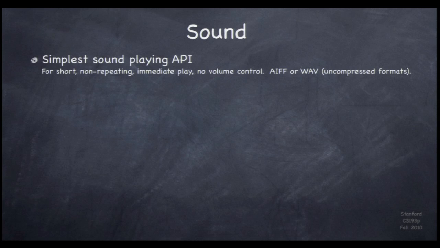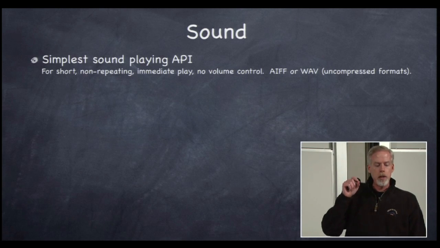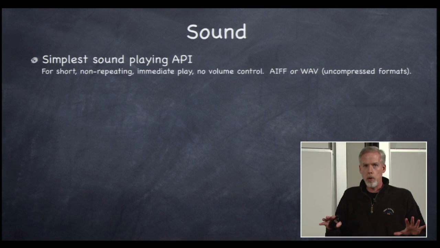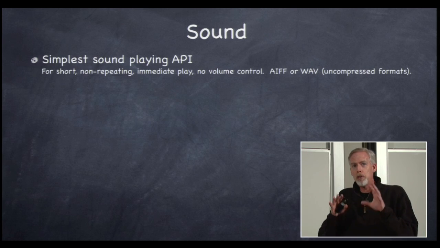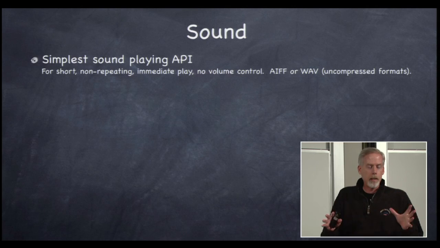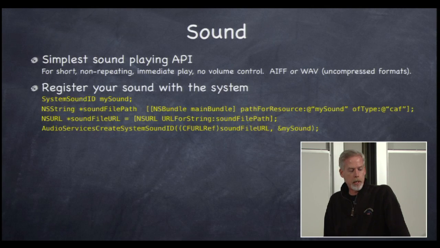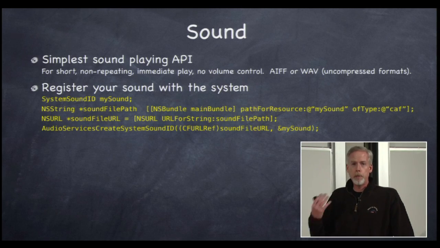All right, so back to this simple sound playing API, the C API. This is for short, non-repeating, playing immediately, no volume control, uncompressed file formats. Okay, so that's a lot of restrictions. This is very simple, but it's great for beep, alert sound, vibrate the phone. Actually, you can do it this way if you want to vibrate. So how does it work? Pretty simple, you register the sound with the system, and then once you've registered it, you can play it.